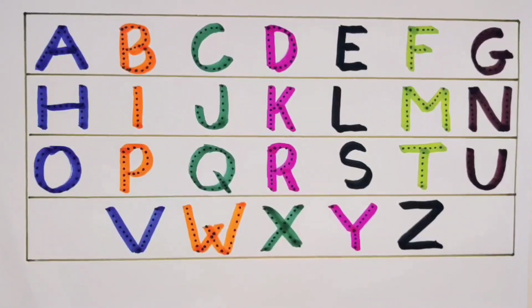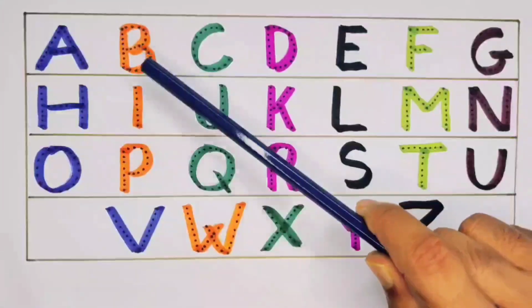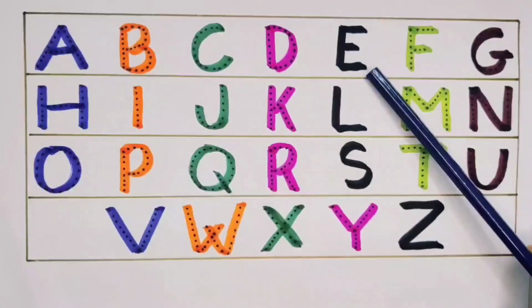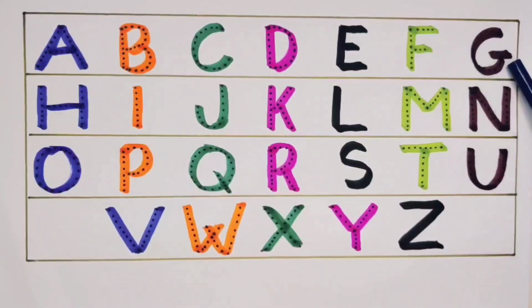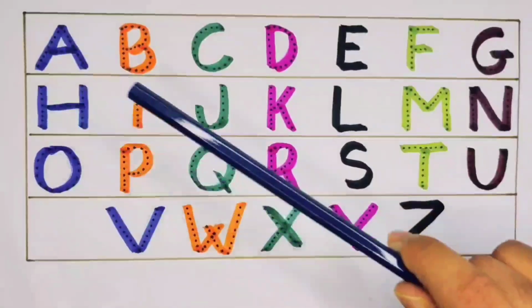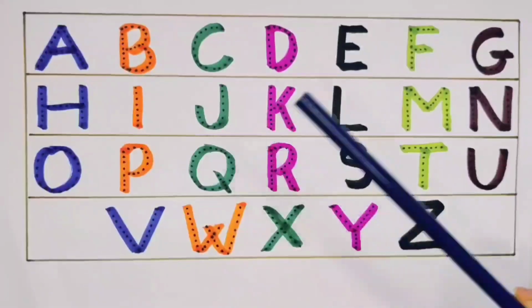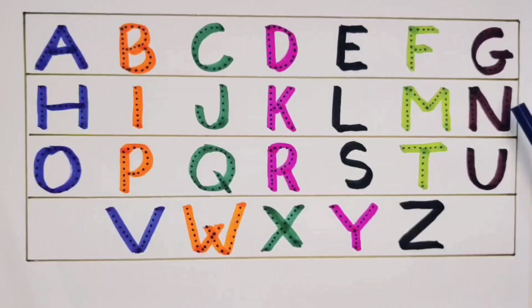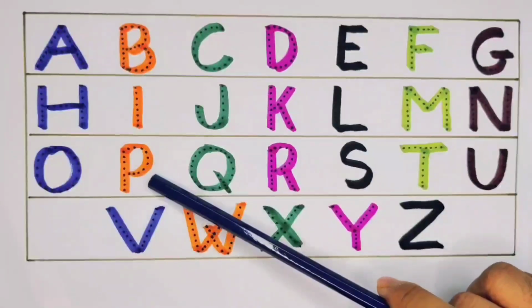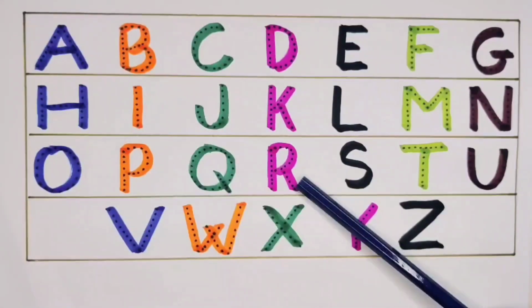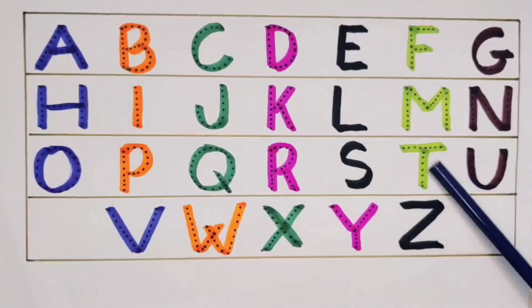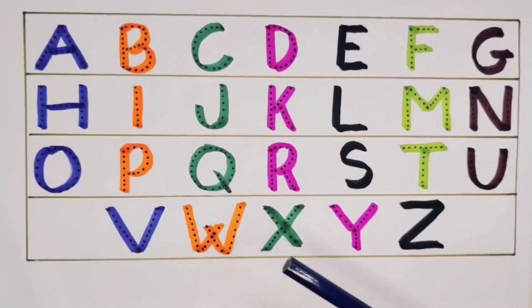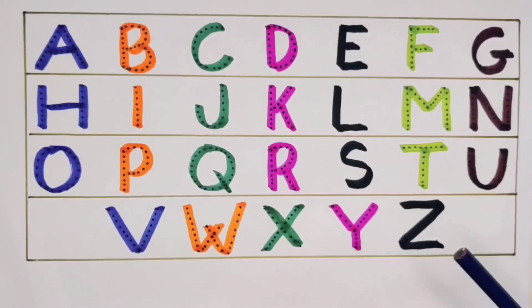What did we learn? We learned A, B, C, D, E, F, G, H, I, J, K, L, M, N, O, P, Q, R, S, T, U, V, W, X, Y, and Z.